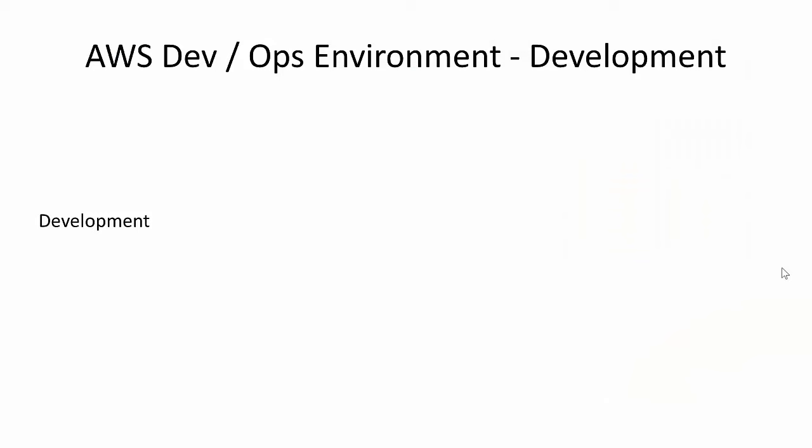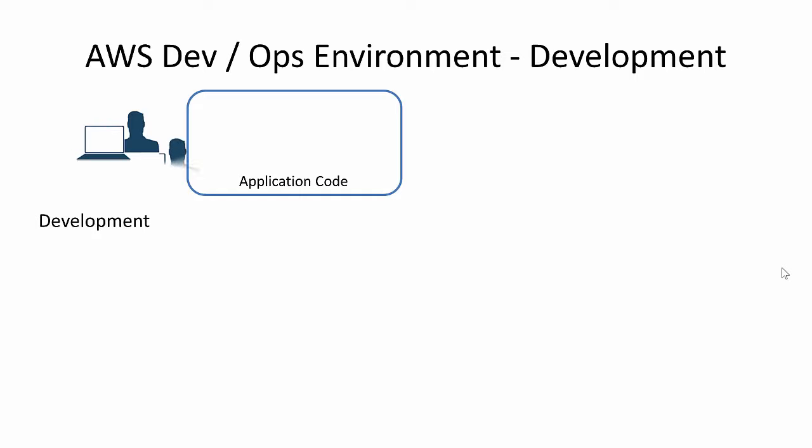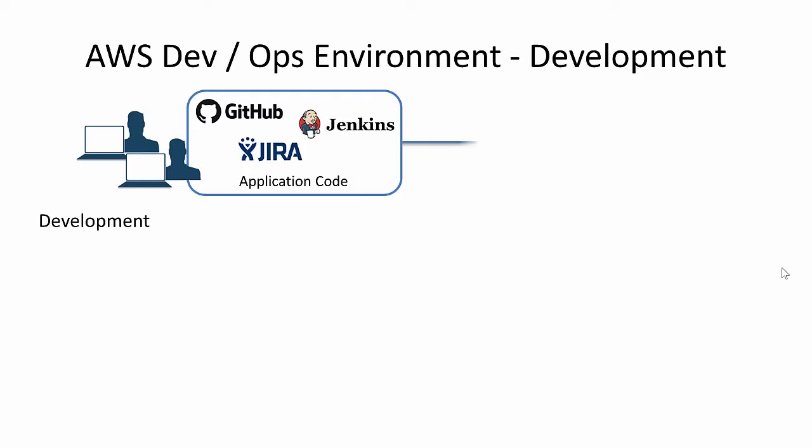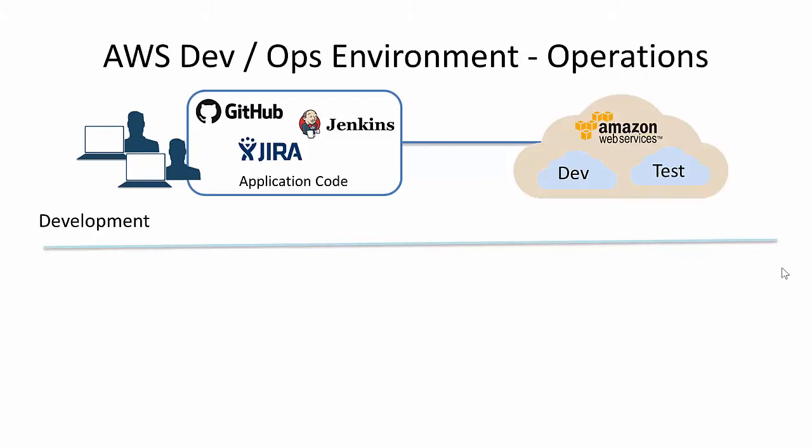Let's start our discussion with the development side of the house. First, you have the application code along with the developers. Now, these developers use a wide range of applications and services. These include online source code repositories such as GitHub, software development, integration services, and bug tracking or ticketing solutions. The environment for the developer is the Amazon Web Services. And as with all types of development environment within AWS, you would typically set up a separate development environment and a test environment.